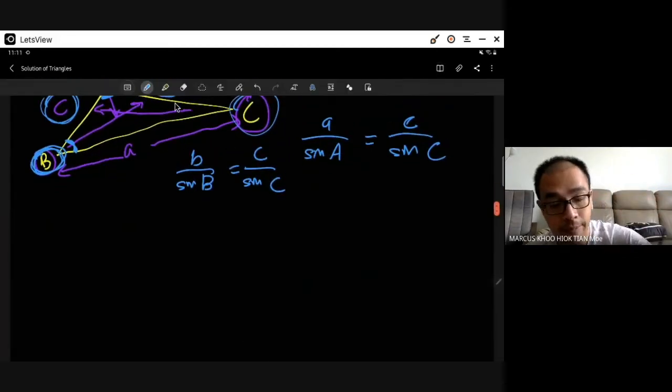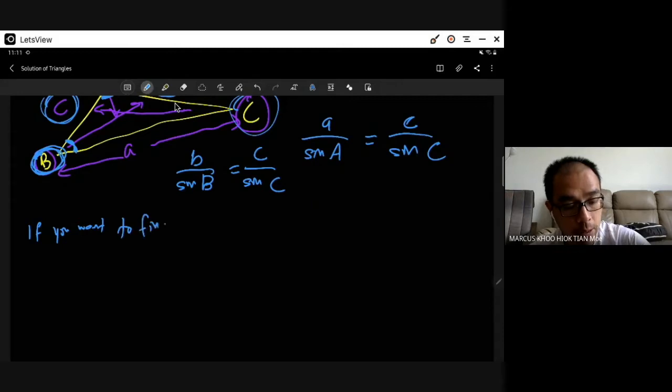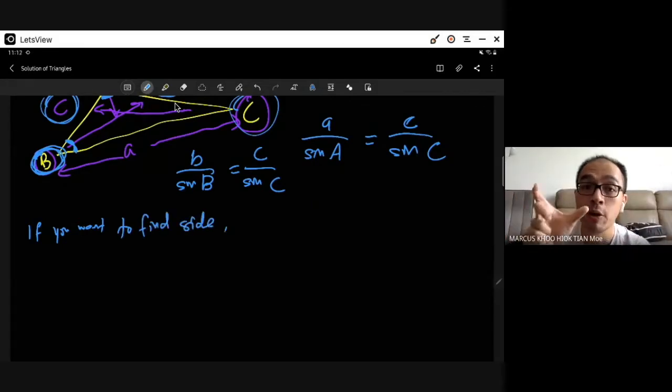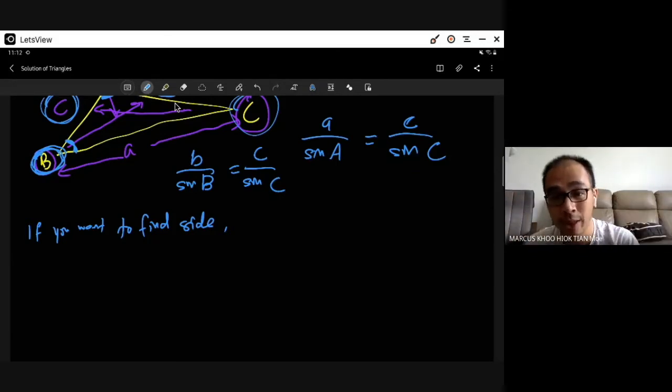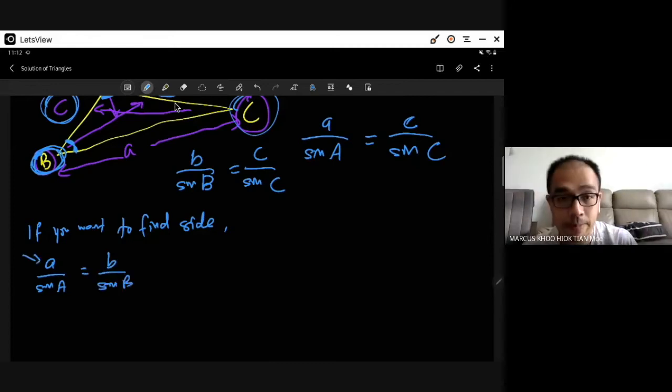If you want to find the length of the side, you want to find the small letter A, small letter B, small letter C, then you use A over sine A equals B over sine B. You put the side on top.